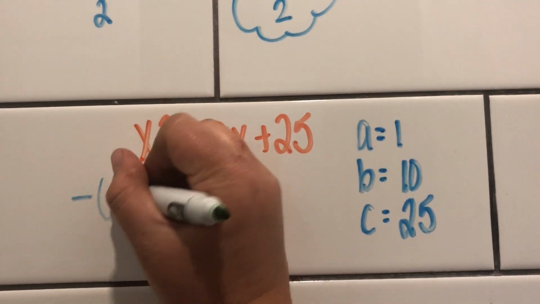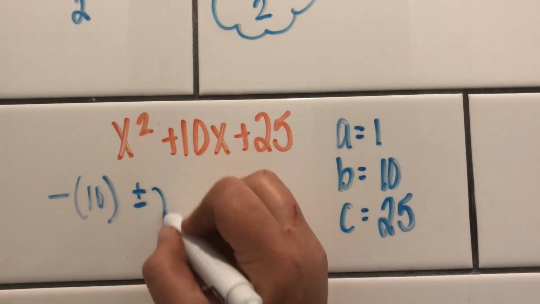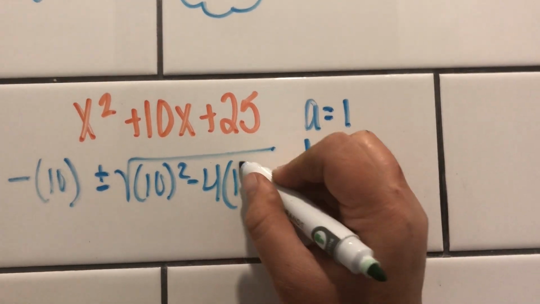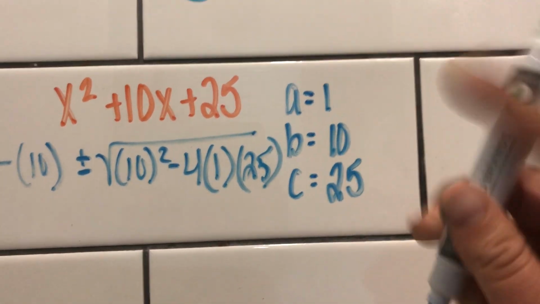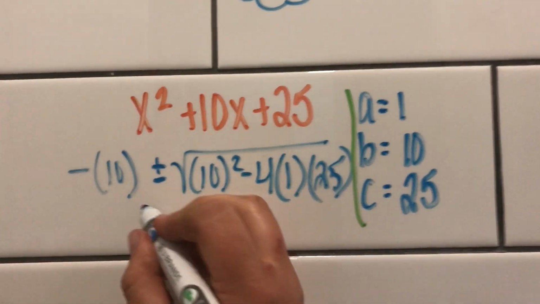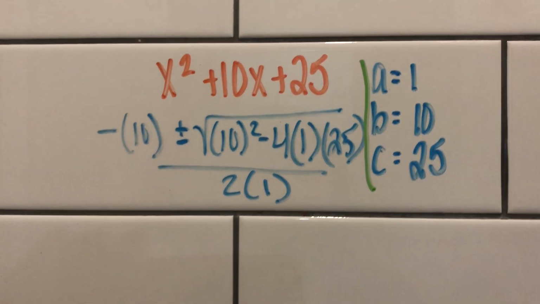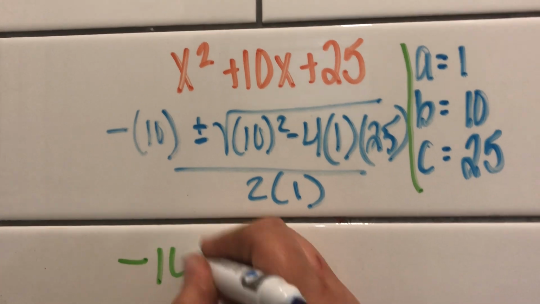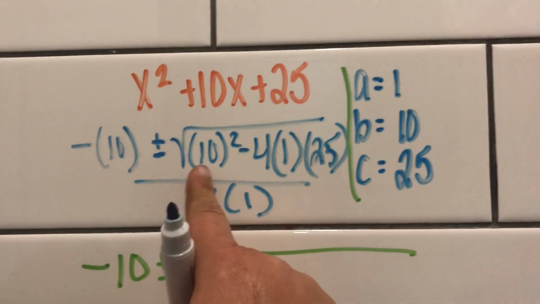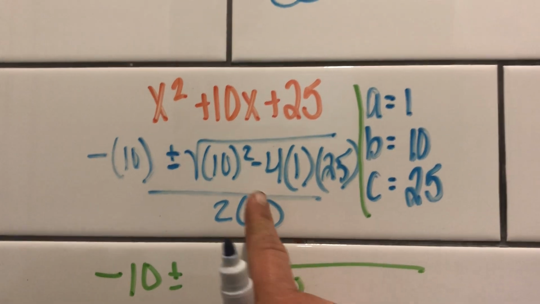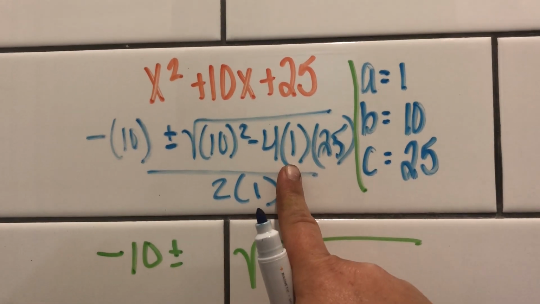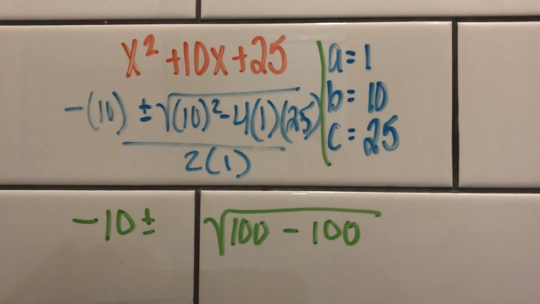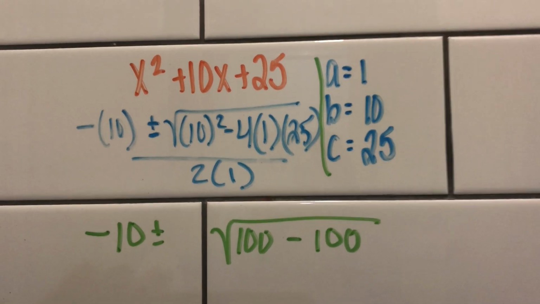Negative b plus or minus the square root of b squared minus 4ac all over 2a. And now I need to simplify. So negative times 10 is obviously negative 10. Plus or minus 10 squared is 100, and negative 4 times 1 is negative 4, times 25 is negative 100. Now here I know 100 minus 100 is going to be 0, so I have the square root of 0.